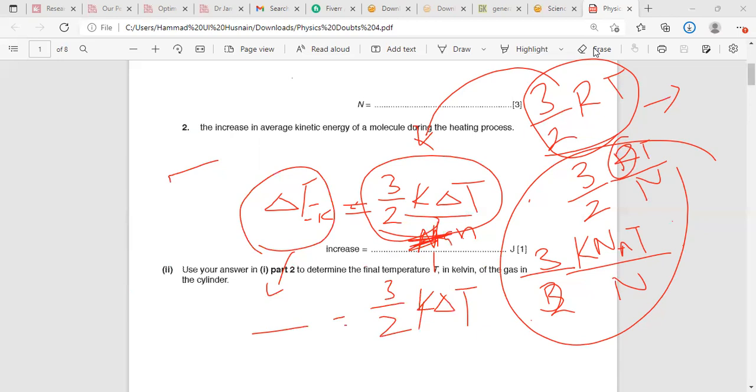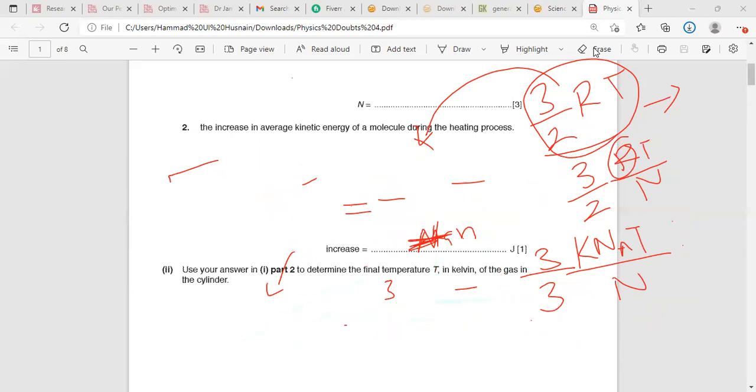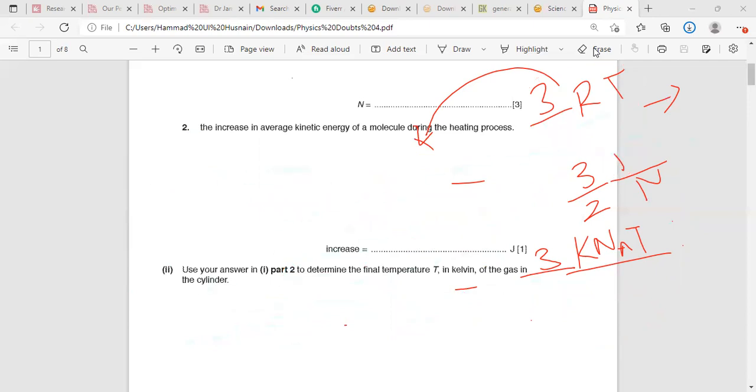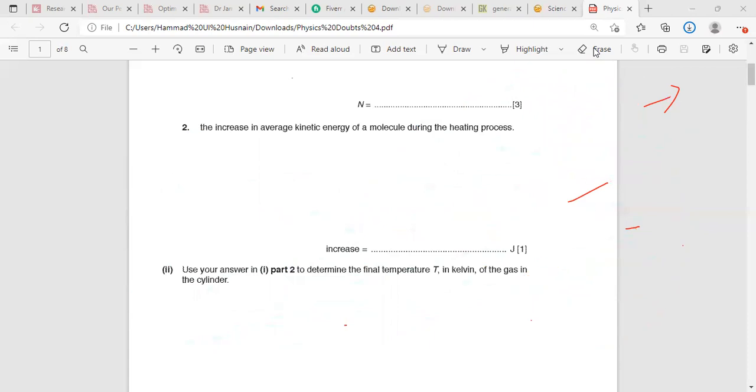Yes, sir. Okay, so let us move forward. We know the formula, that is 3/2 K del T. Moving back to the question. Okay.